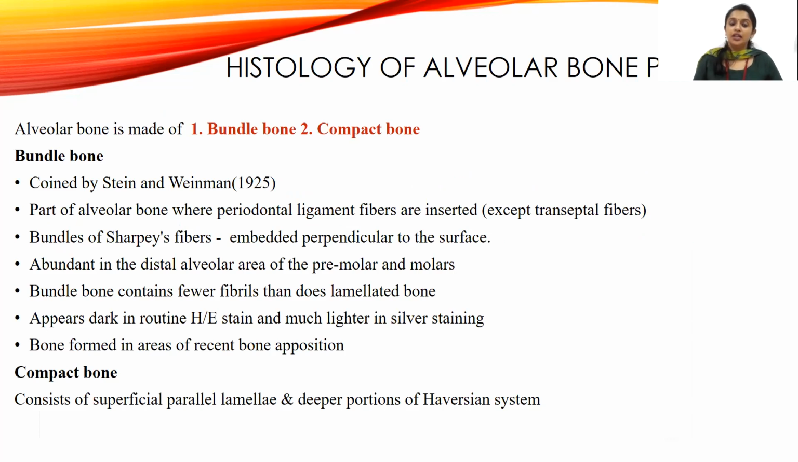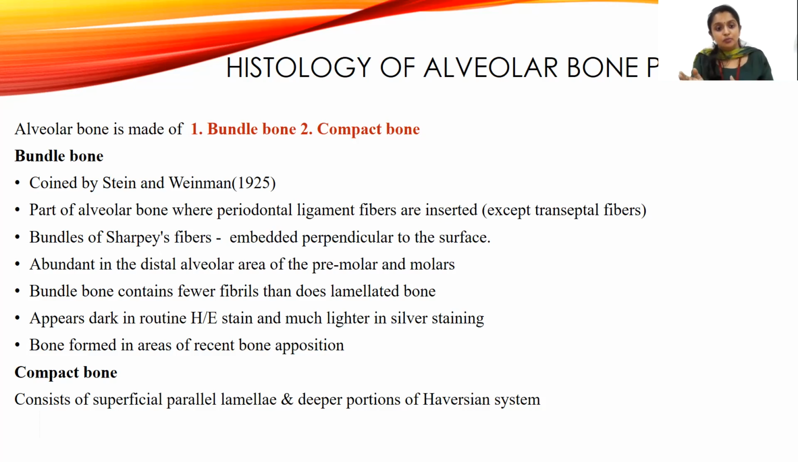Coming to the histology of alveolar bone proper, alveolar bone is made of bundle bone and compact bone. Bundle bone, the term was coined by Orban in 1925. The part of alveolar bone where periodontal ligament fibers are inserted is nothing but the bundle bone, except for the transseptal fibers. All other periodontal ligament fibers get attached to the bundle bone, especially the Sharpey's fibers, which are embedded perpendicular to the surface. It is more abundantly found in the distal alveolar area of the premolars and molars.